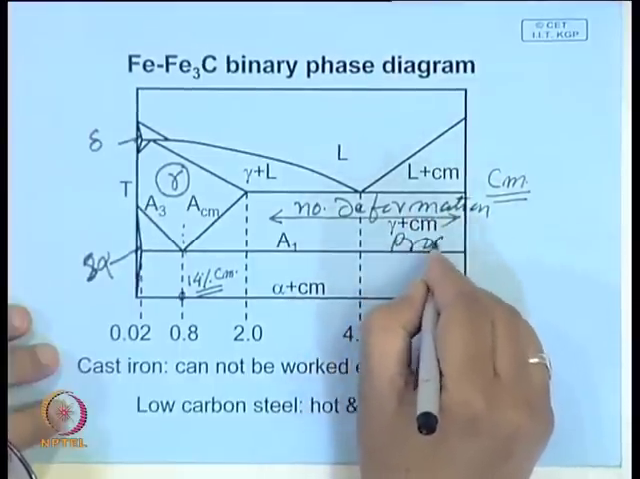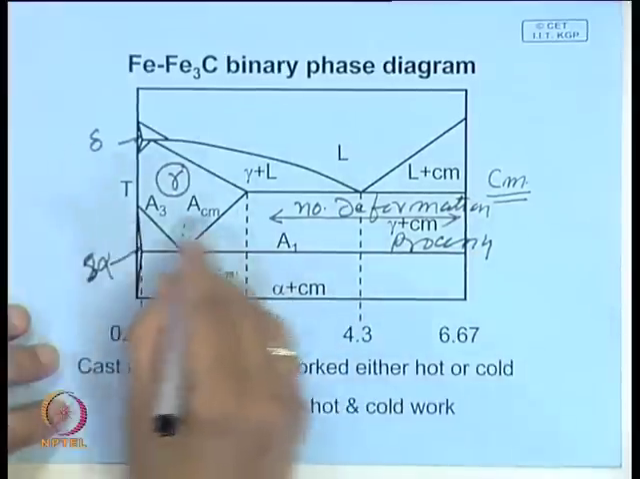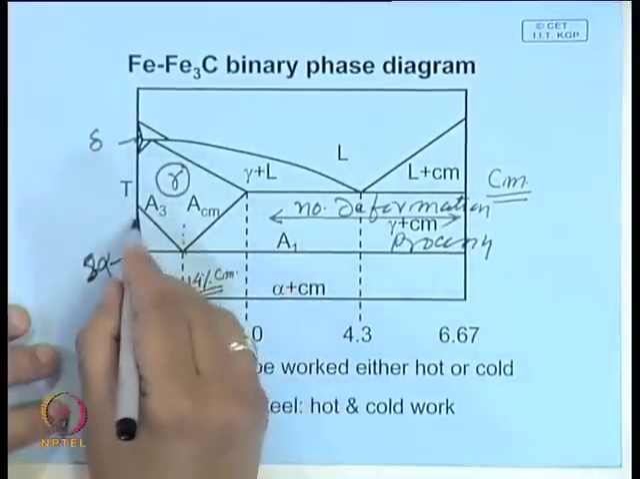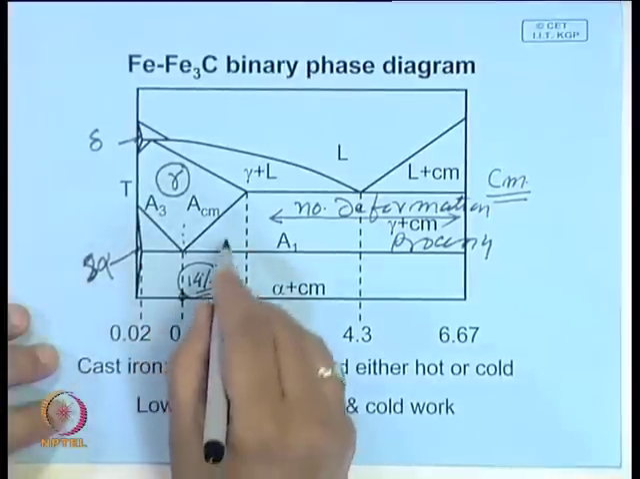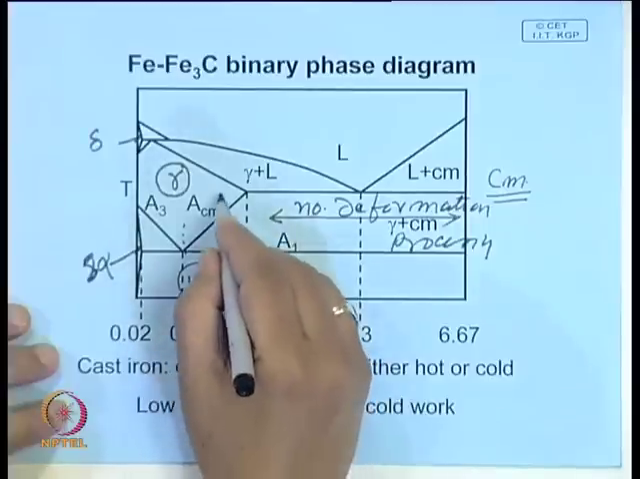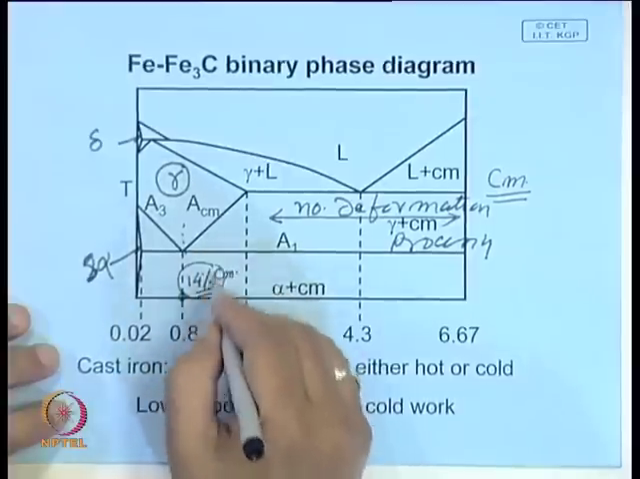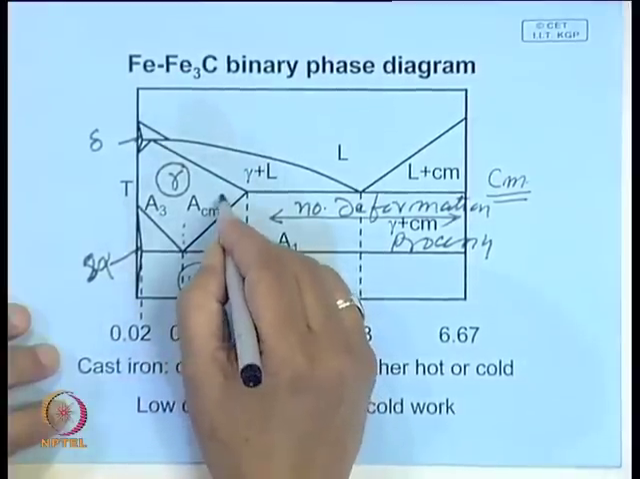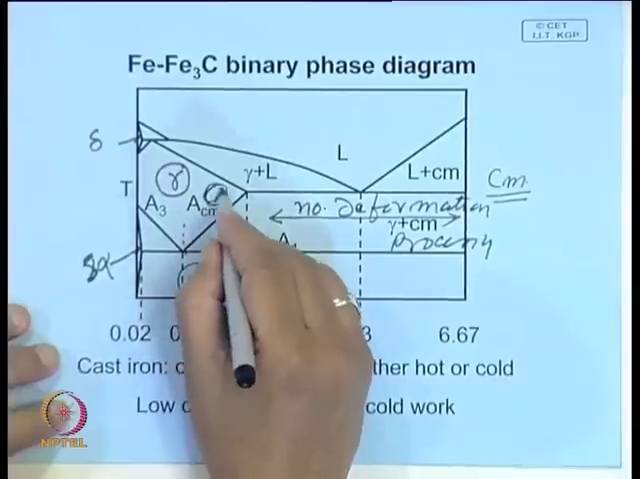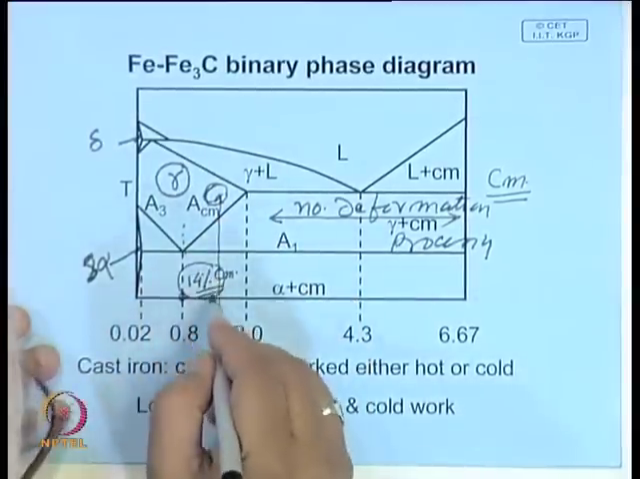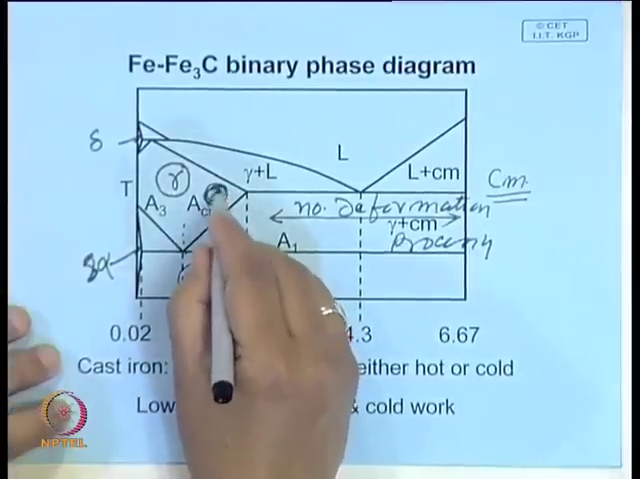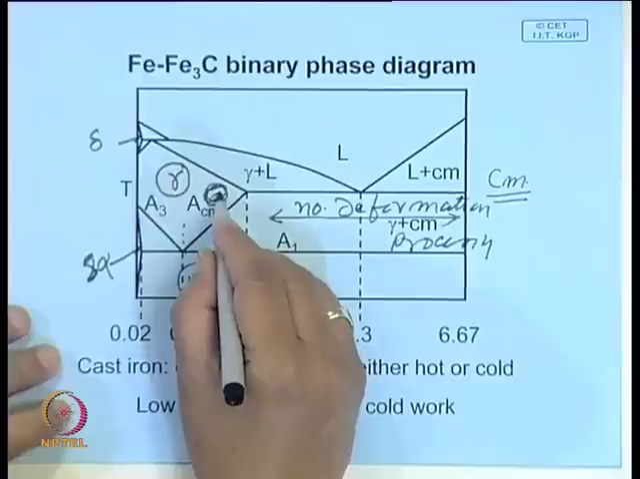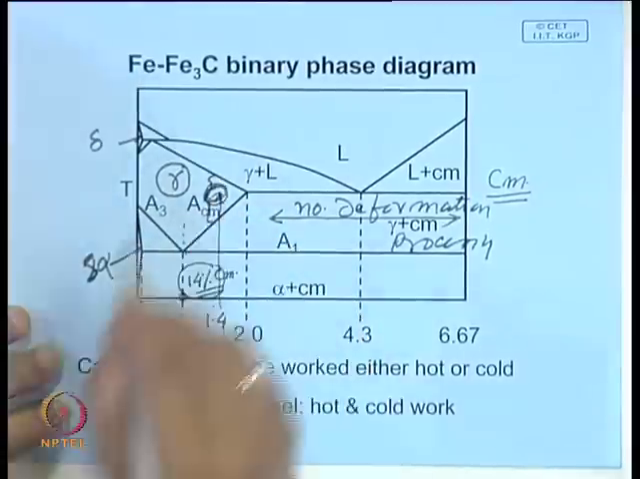Here no deformation processing, but in this area they can be given deformation processing. When the amount of cementite increases, if you want to deform a high carbon steel, room temperature cold working will be difficult, but if you go to this heated austenitic region, it can be forged. So for tool steel, high carbon steel, something like 1.4%, if you want to give it a shape, you may have to go to this temperature, and this is your working range.